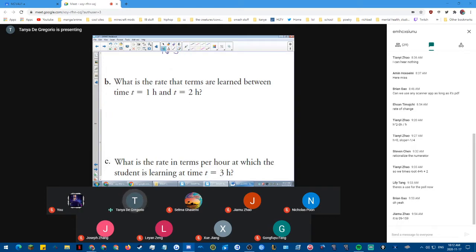Okay, now look at this question. What is the rate that terms are learned? So now it's different. Now they're asking for the rate. So now we need to score. What is the rate that terms are learned between t equals 1 and t equals 2? Average or instantaneous? It's average. Between 2 times. So do I need to take a limit? No.